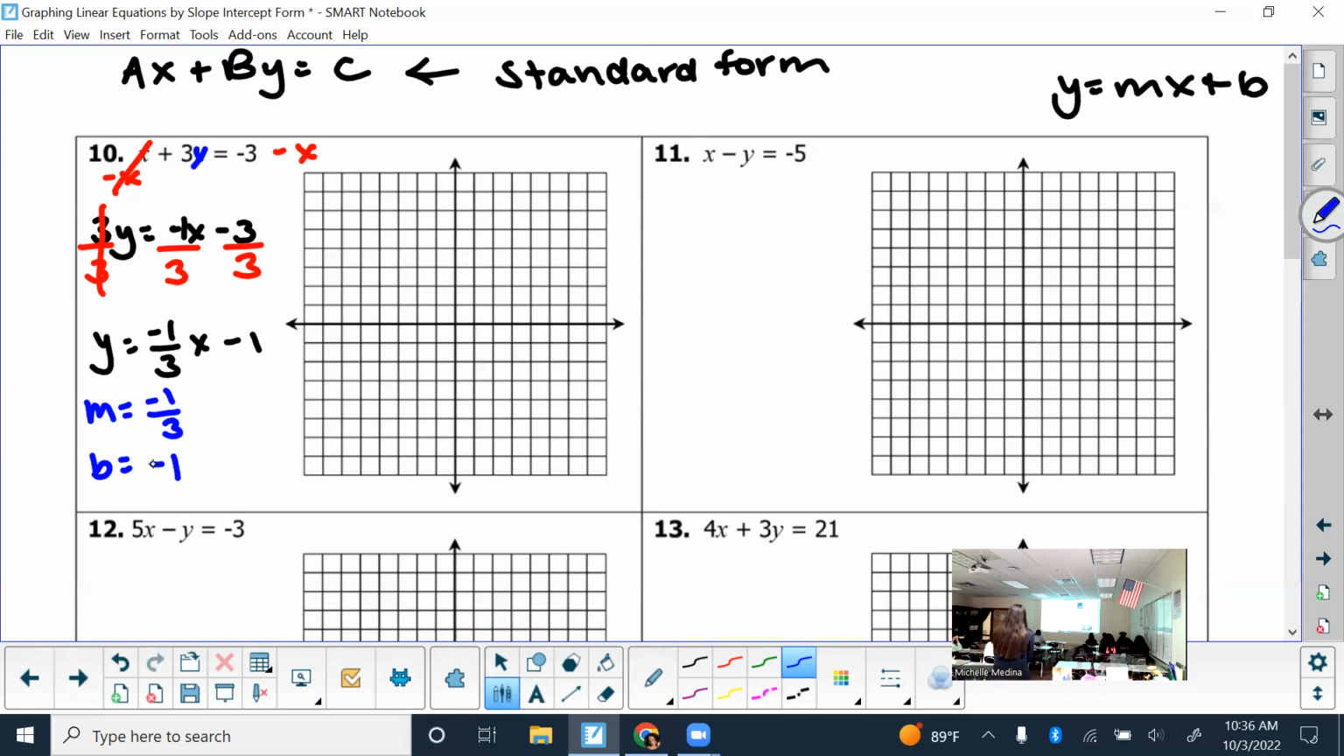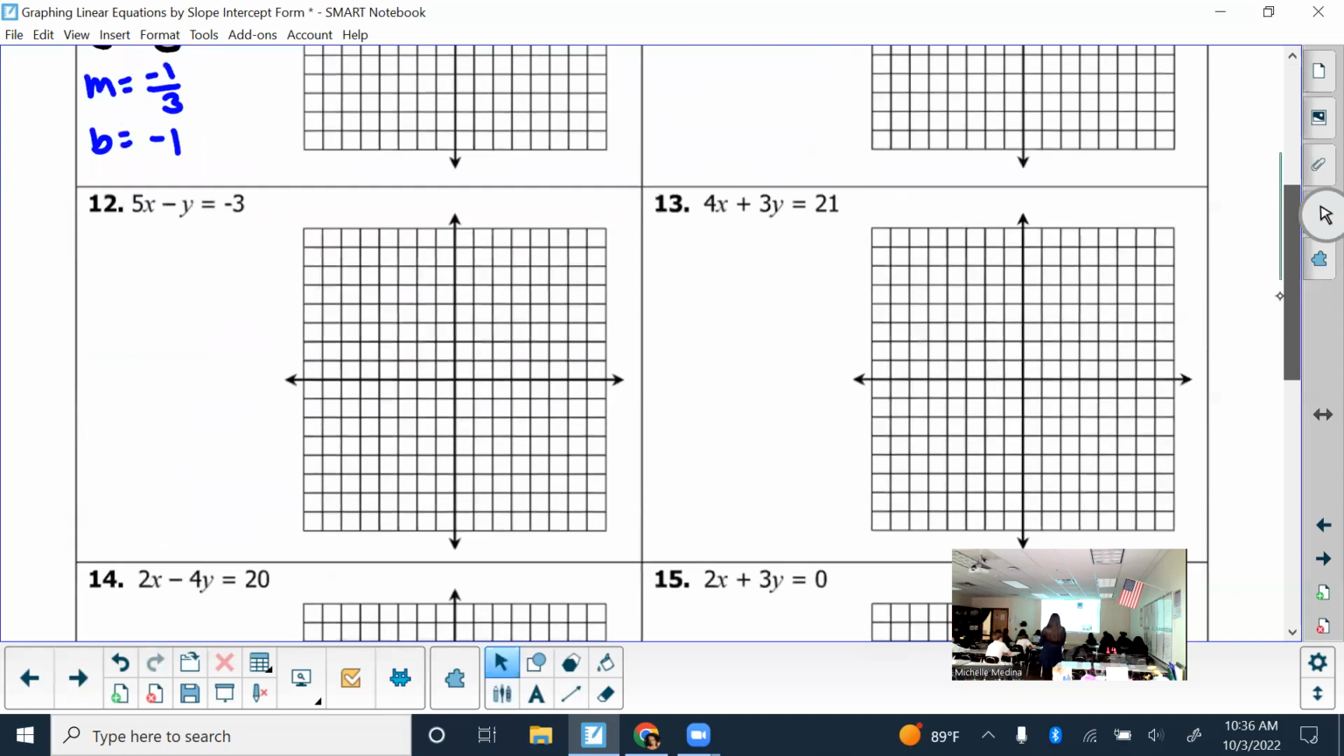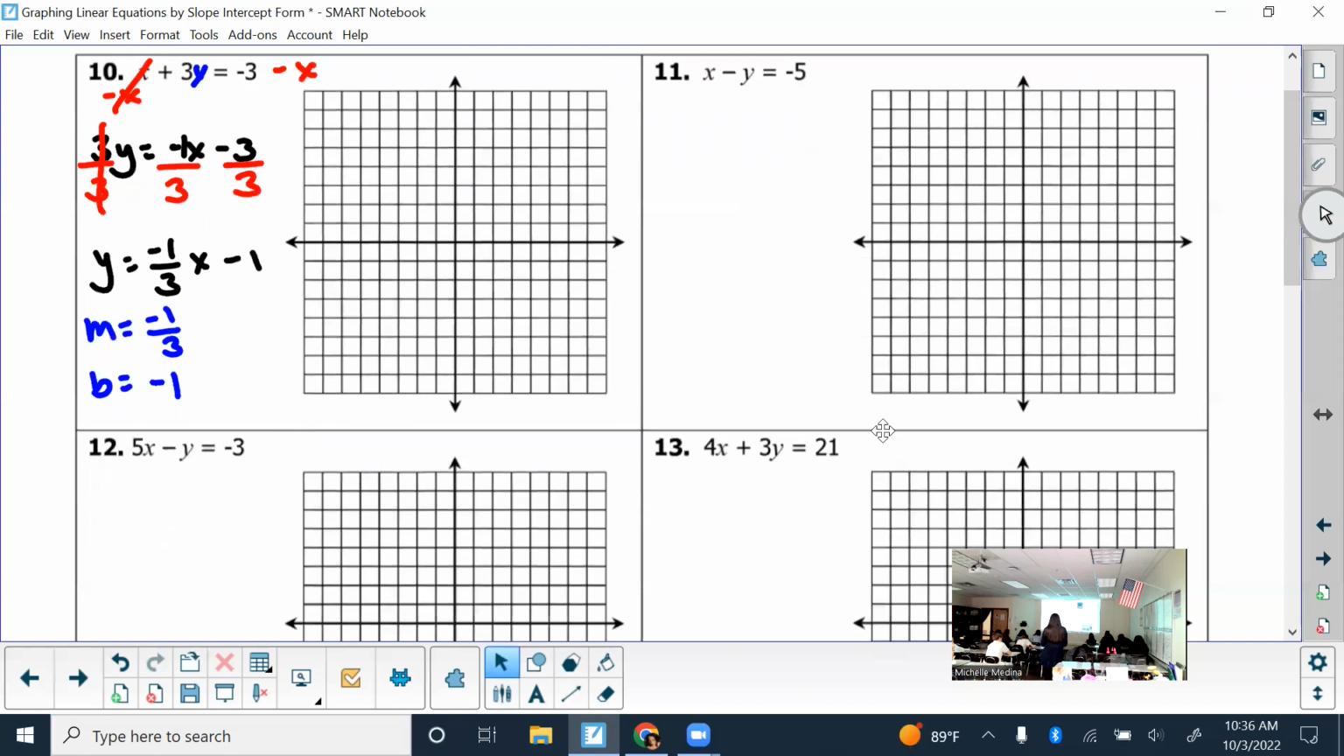Questions on that process? All right, let's do one more rearranging one, and then we'll get back into the set. Oh, sorry, we're still copying. We'll look at 13 since it's right here.